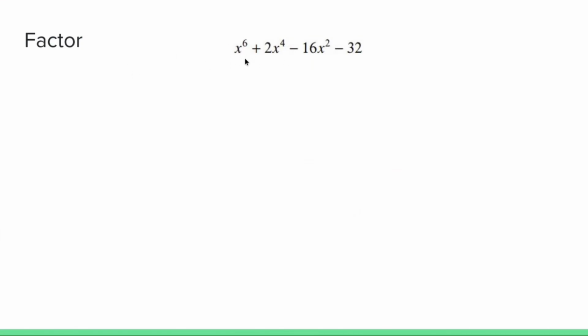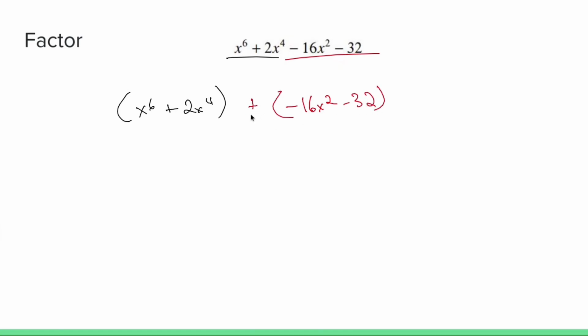Whenever I'm asked to factor something and there's 4 terms there, I'm thinking factor by grouping. You take the first 2 terms, group them in their own set of parentheses. So x to the 6th plus 2x to the 4th. You take the second group of terms and you put those in its own set of parentheses. So negative 16x squared minus 32, always a plus sign in the middle. Okay, always a plus sign in the middle.